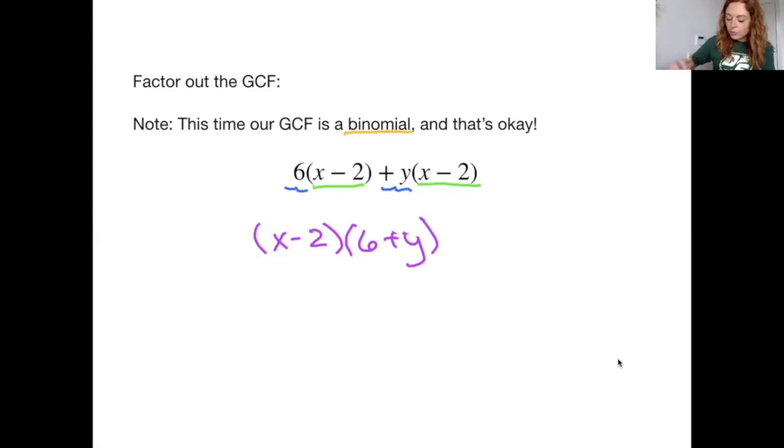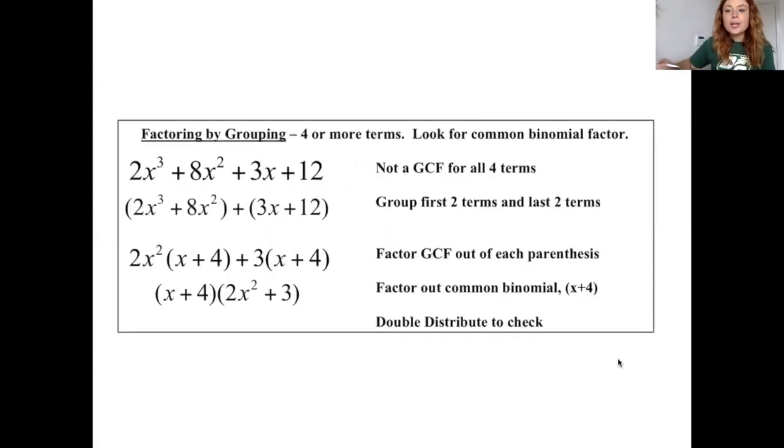Okay, so here are our rules for factoring by grouping. We factor by grouping when we have 4 or more terms. So when we have an even number of terms, 4 or more, then we can look for a common binomial factor. Okay, so let's work through this example. We're going to look for a GCF of all 4 terms, but we're going to notice that there's not one in this problem.